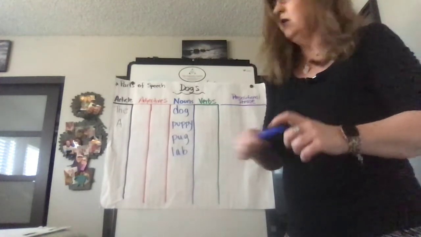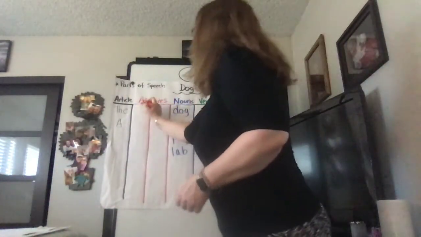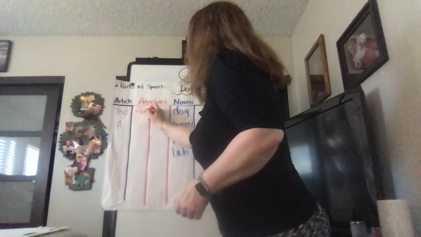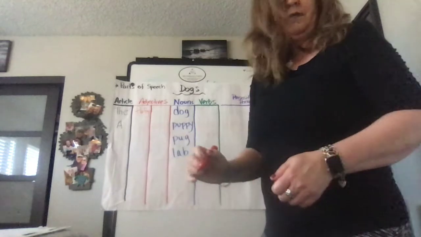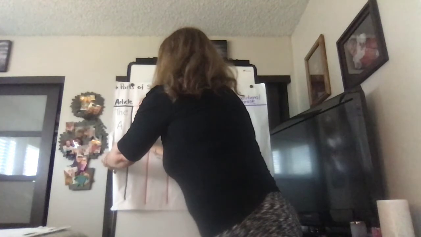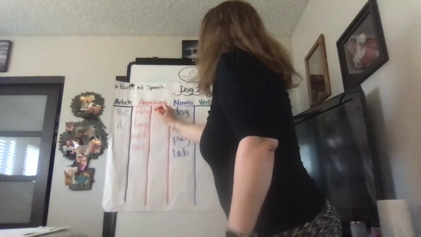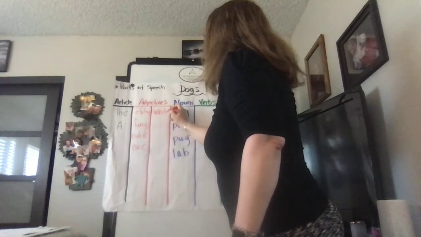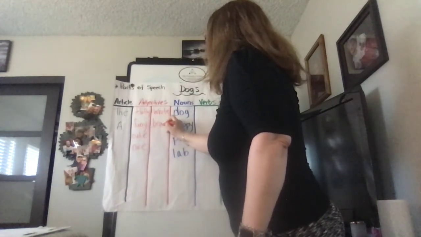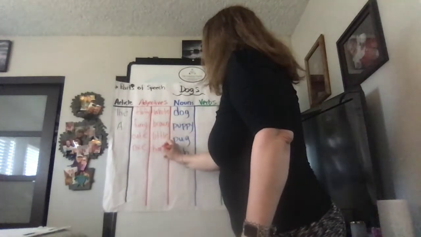Then we're going to think about adjectives, describing words that describe a dog. So let's think of words that describe a dog. A dog might be fluffy, furry, cute, nice. Think of some other words we could do. Color words too, like white. My dog is white and brown. Those are adjectives. Little. Some dogs are little. Some dogs are big.